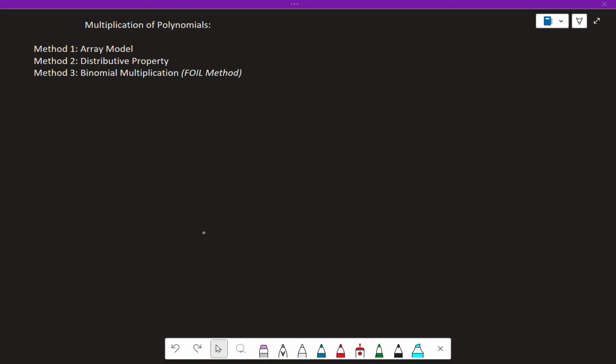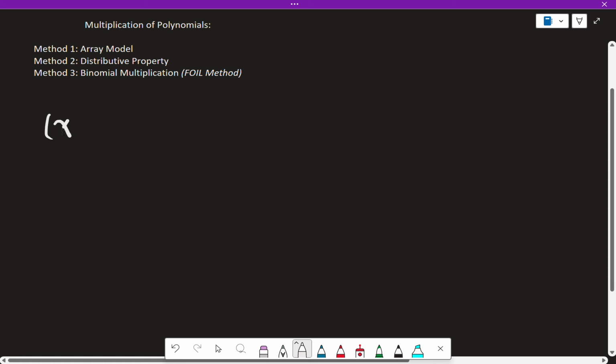Today we are going to talk about multiplication of polynomials. So when we have two or more polynomials, we have in general three methods to multiply them. Method number one, array model. And we are going to use the following example to explore this method.